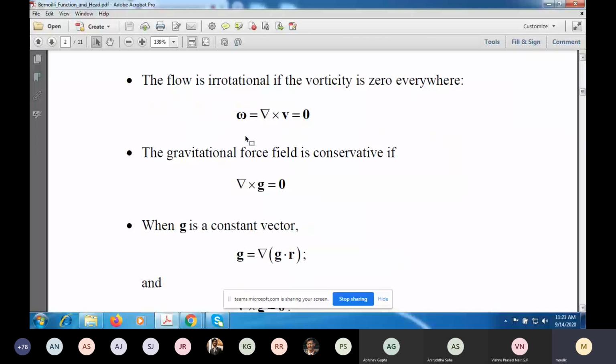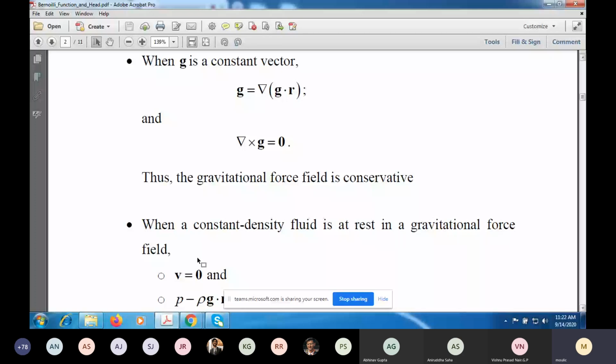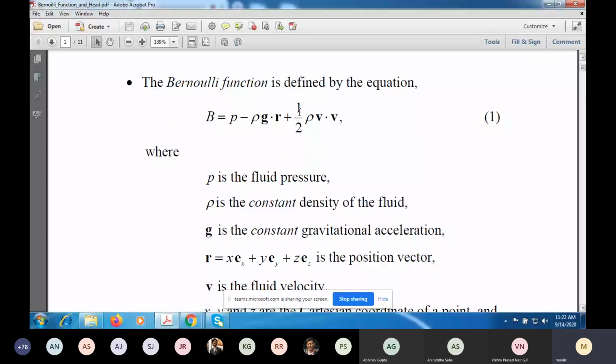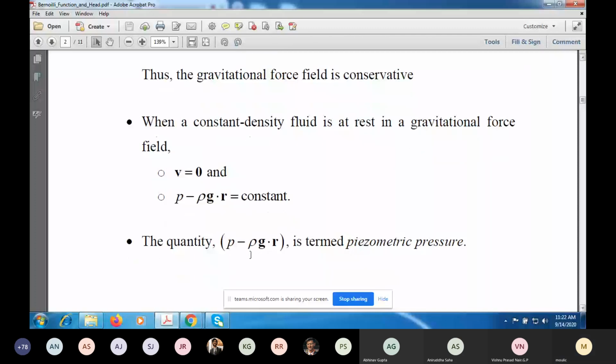Okay, now let us look at a special case. Suppose you have a liquid, a constant density fluid, which is at rest in a gravitational force field. In that case, the velocity is 0. So if you go back and look at the Bernoulli function here, if the velocity is 0, its magnitude is 0, so the last term will be 0. So then the Bernoulli function will be simply p minus rho g dot r. Okay, and this quantity will be a constant in a fluid which is at rest, that is the static fluid.